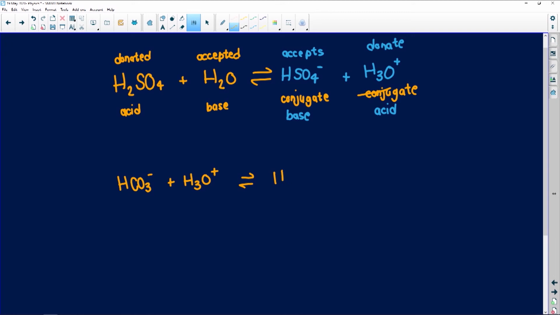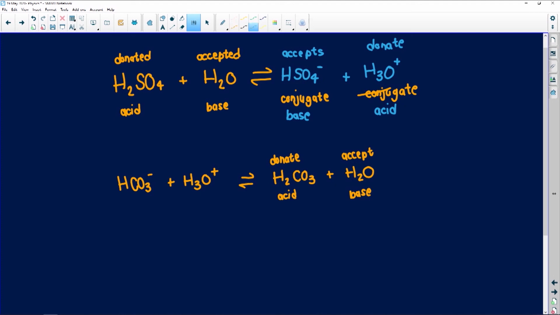And then they've given us that it was H2CO3 plus H2O. So now let's write. H2CO3 is an acid. Water is a base. According to the Lowry-Bronsted theory, an acid will donate an H+, and the water will accept the H+, so that it can become an H3O+. And when the H2CO3 donates an H+, it then becomes an HCO3 minus.